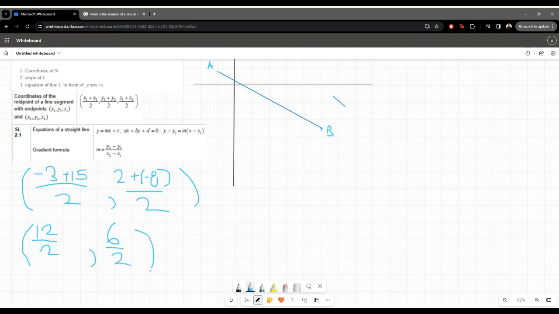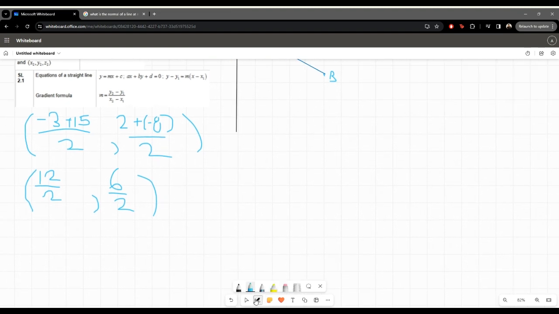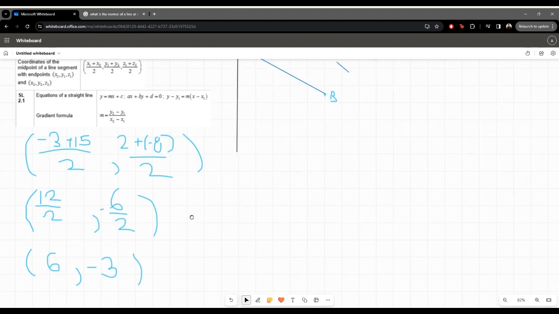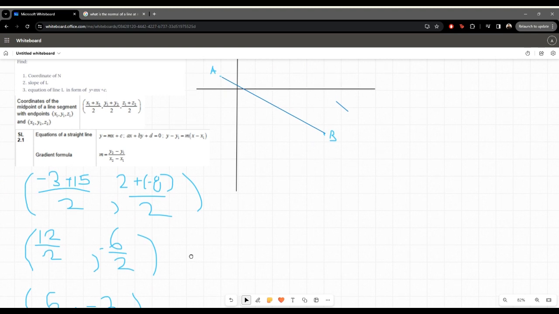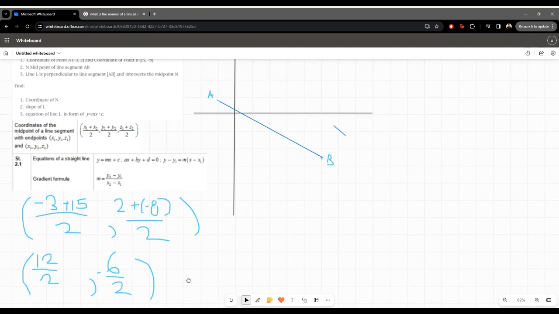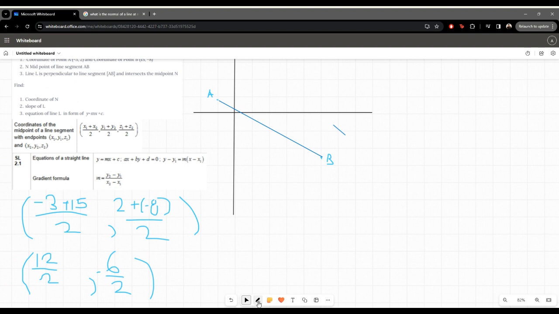We can further simplify this because simple numbers are always better than fractions, and we get 6 and -3. Apologies, this was negative here. Okay, so that's the first part of our question. We find that the coordinates of our midpoint are 6 and -3. So this will be our midpoint, N.